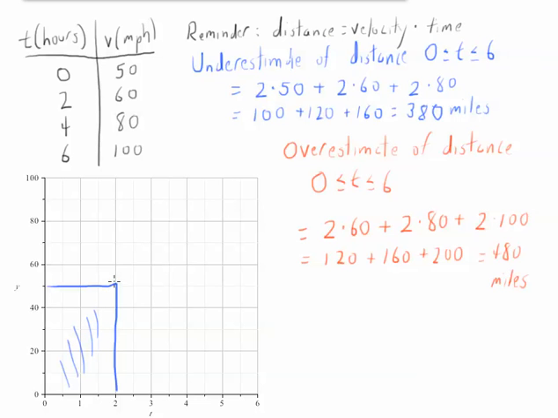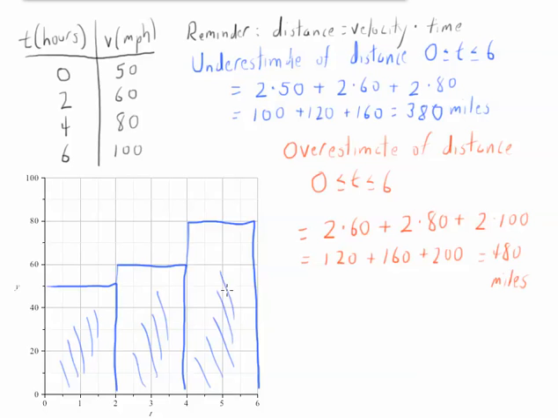And then for the next 2 hours, we're going at 60. 2 times 60 is that area. And finally, we're going at 2 times 80. That's that rectangle right there. And what we're saying is the blue area equals 380.